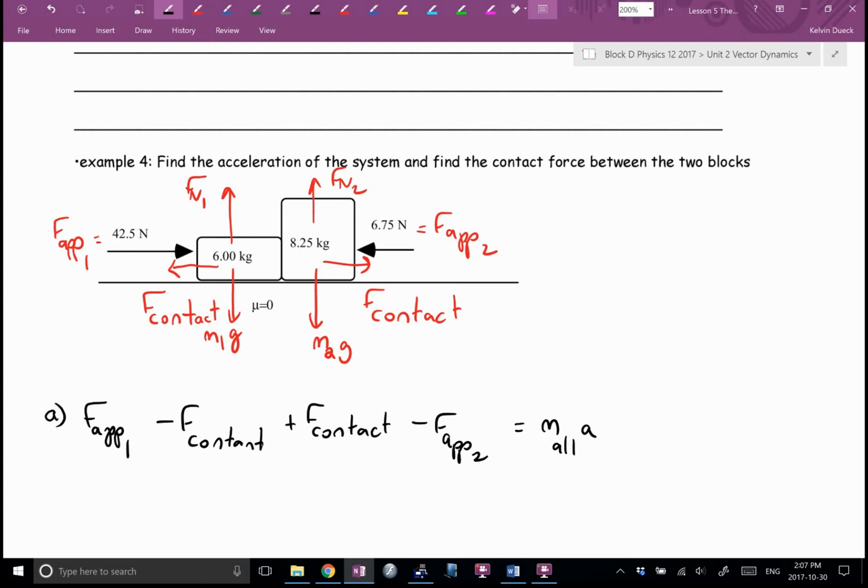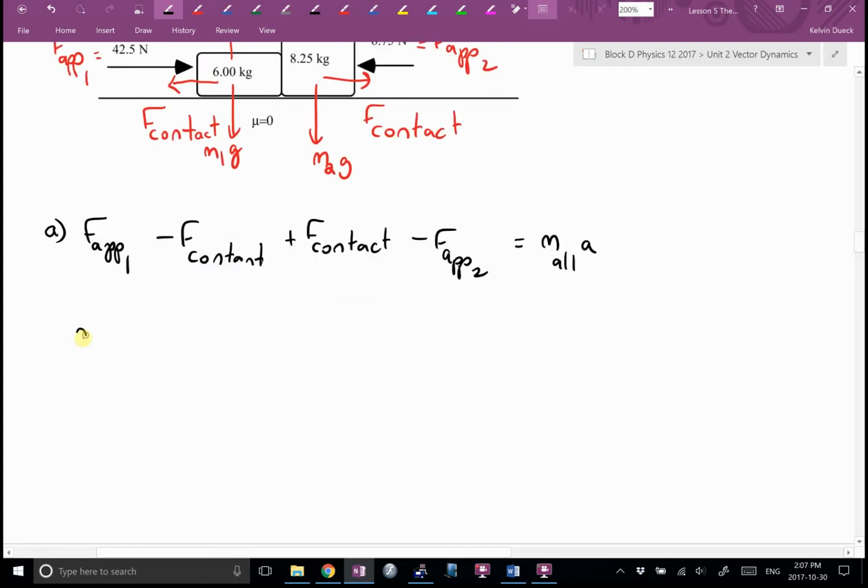M1 plus M2, or if you want to use something that works everywhere, M all, A. Much like the tensions, what happens to the contact forces? That's good, because I don't know. So, if I hear you folks, you're telling me A is going to be the first applied, take away the second applied, divided by both masses added together. Okay.